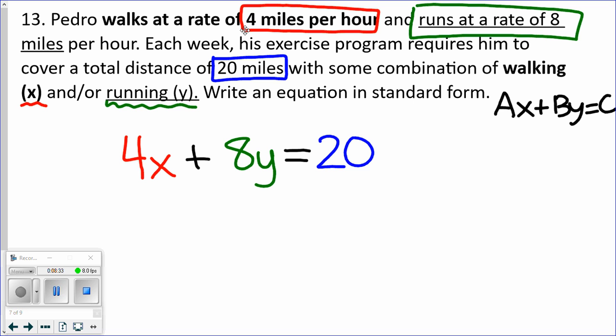So then what I want you to do is try the other story problems as well. So finish this worksheet, and when you're done, submit it on Schoology.